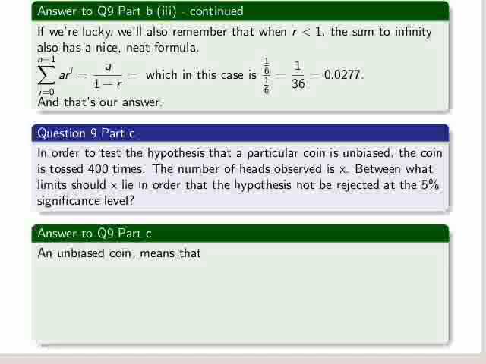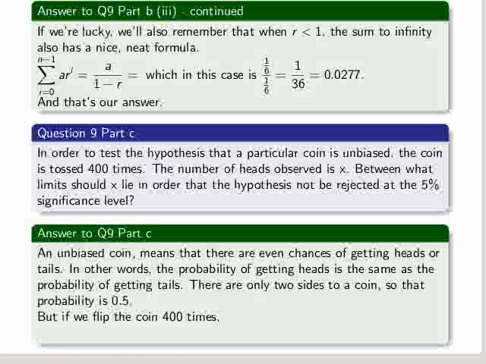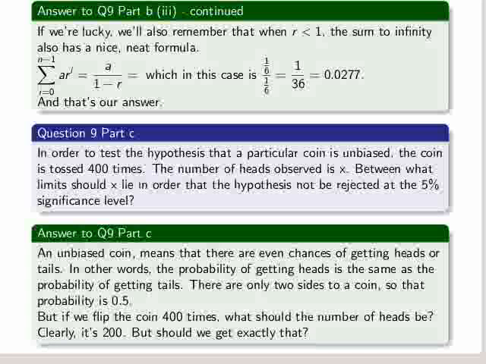An unbiased coin means that there are even chances of getting heads or tails. In other words, the probability of getting heads is the same as the probability of getting tails. There are only two sides to a coin, so that probability is 0.5. But if we flip the coin 400 times, what should the number of heads be? Clearly it's 200. But should we get exactly that?